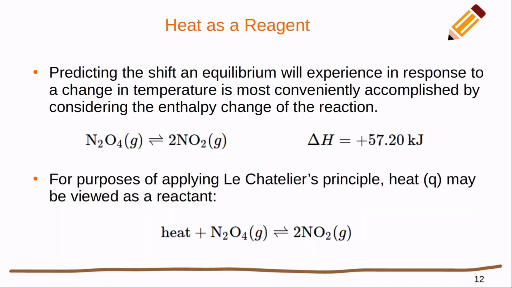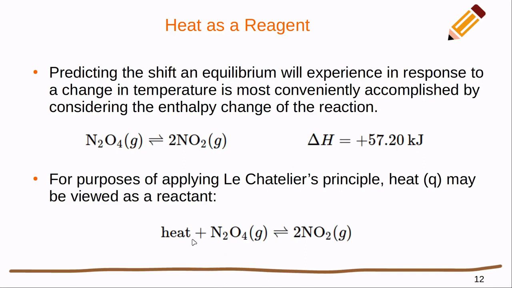And there's a pretty easy way to conceptualize that. And what we're basically going to do is consider the enthalpy change of the reaction. So if I have this reaction here, I can see that I have a positive enthalpy. That means that this is an endothermic reaction. All right, I have to add heat in order for it to happen. So for the purposes of Le Chatelier's principle, what we can do is think of heat as if it was one of the reactants, right? I need heat plus this to get to that product.